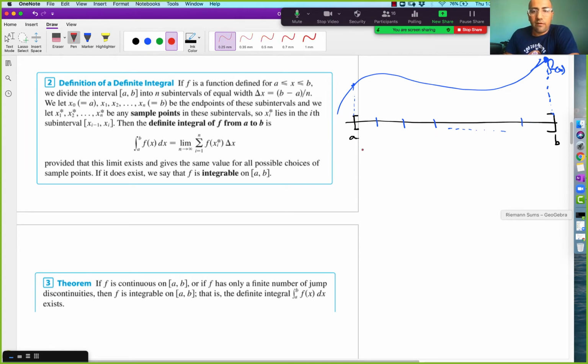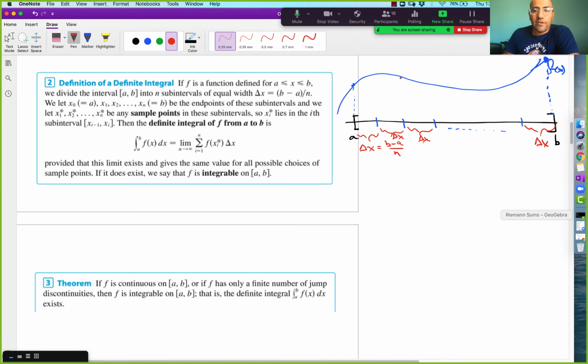So the width of each rectangle is going to be delta x, right, which is equal to b minus a over n. And that'll give you the width of each one of these. That one's a delta x, this one's a delta x, this one's a delta x, right, all the way out to the end. This last one is a width of delta x.